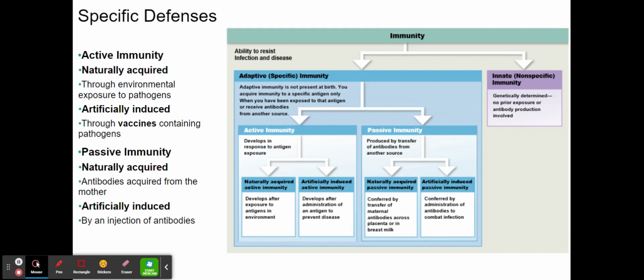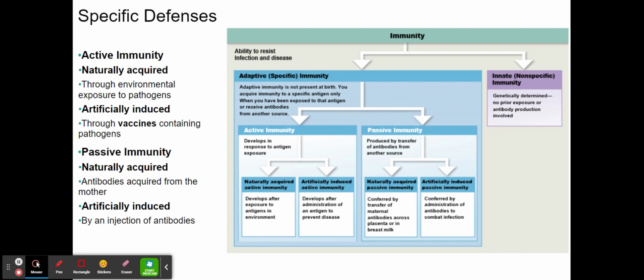There are other types of vaccines now. As we know, the COVID vaccine is an mRNA vaccine, but we're not going to get too deep into that. Passive immunity is produced by transferring antibodies from one source to another. In naturally acquired passive immunity, a baby receives antibodies from the mother either during gestation by crossing the placenta or in early infancy through breast milk.